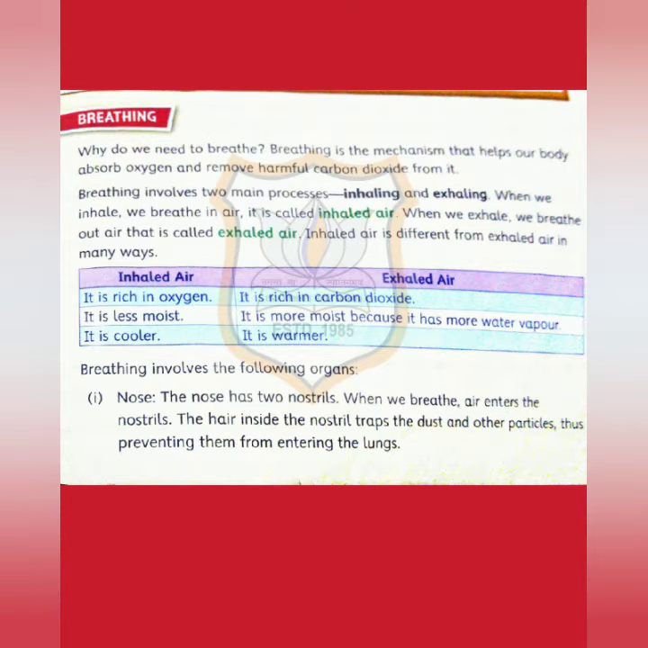Children, you must know that breathing is the process in which our body absorbs oxygen and removes the harmful carbon dioxide from it. Breathing involves two main processes, that is inhaling and exhaling. Now what is inhaling and exhaling?